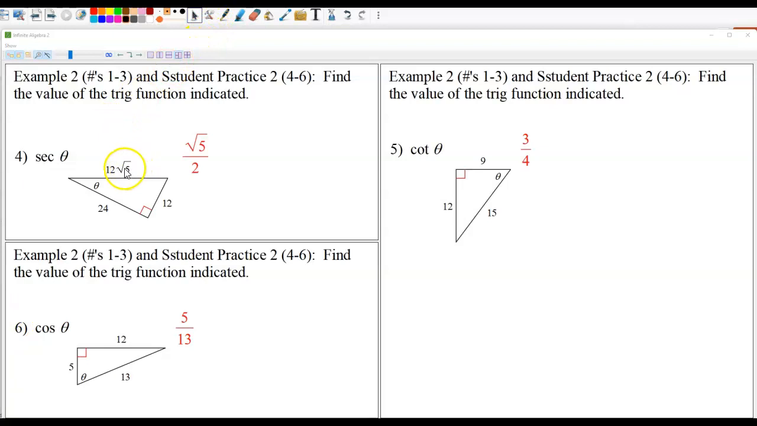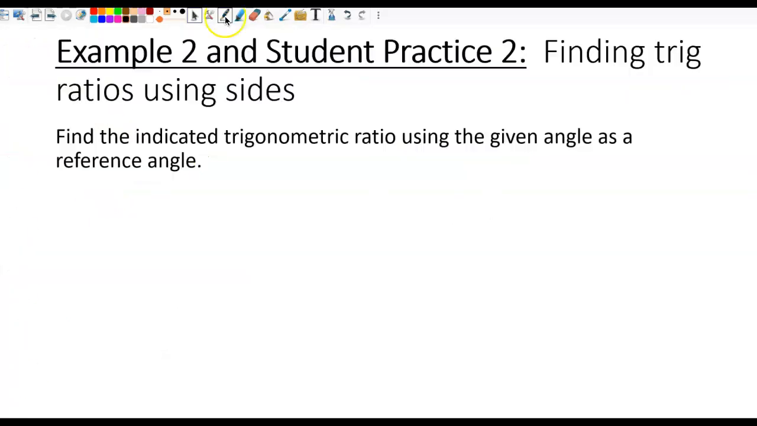Here are the answers. So study these, check yourself, see if you got it right, rework it if you didn't get it right, see if you can figure out what you did wrong. But we are going to move on now to our next part.